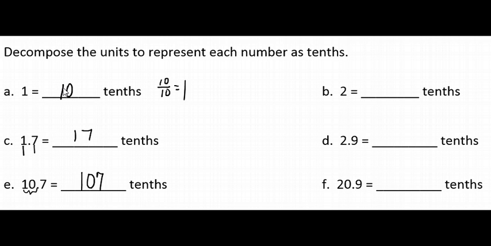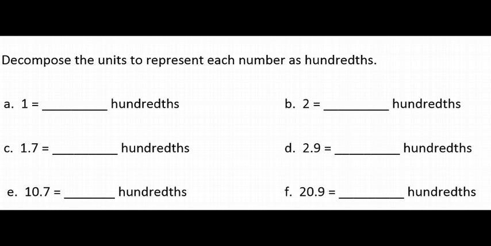On the other side, we have 2 wholes. That would be 20 tenths, since 1 whole is 10 tenths. Next, I have 2 wholes and 9 tenths. Well, the 2 wholes is 20 tenths, and then I have 9 more, so that would be 29 tenths. And finally, I have 20 wholes. Well, if 10 wholes was 100 tenths, then 20 wholes would be 200 tenths, plus the extra 9 means it would equal 209 tenths.